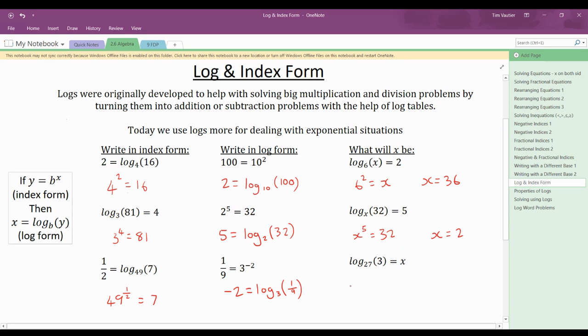And this one here, 27 to the power of x equals 3. Remembering that to get from 27 to 3, we're actually going to have to cube root 27, and that will give me 3. And cube rooting is raising to the power of a third. So x is going to be a third there.